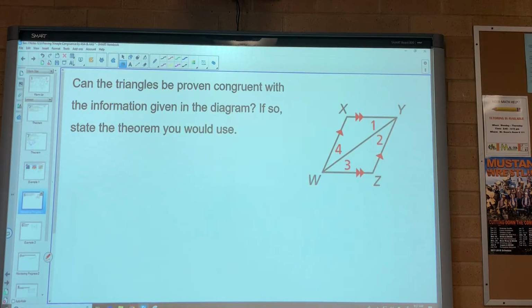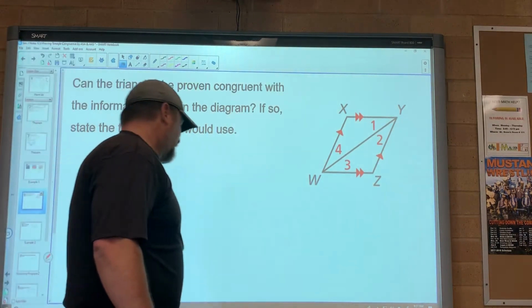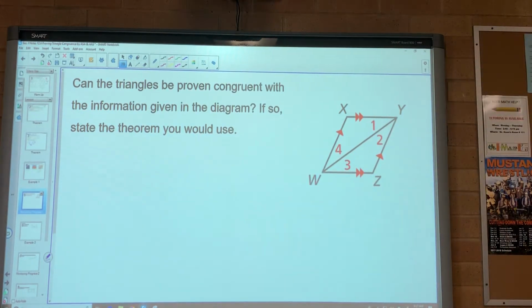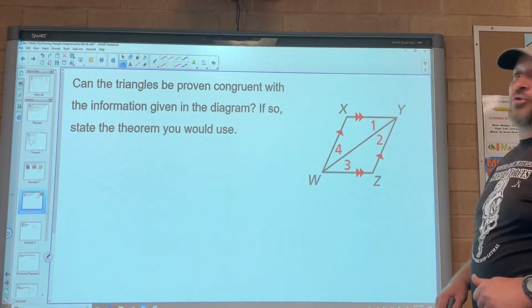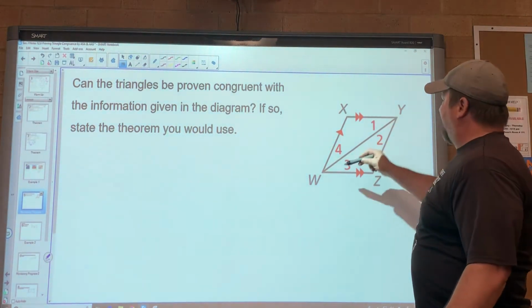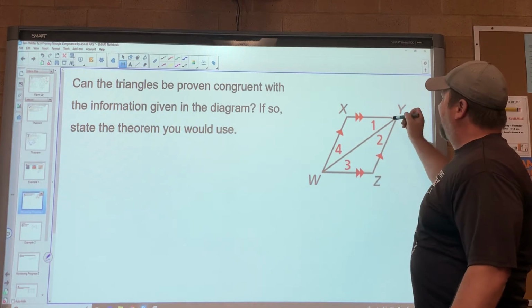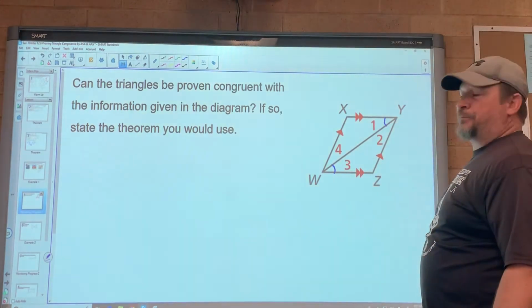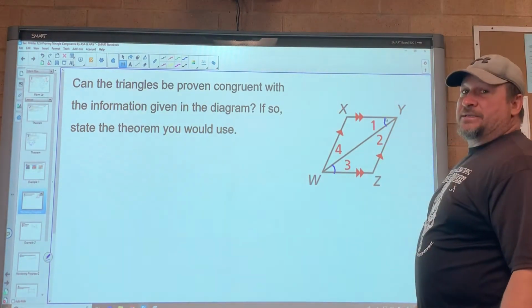All right, let's see what we can prove. Can the triangles be proven with the information given on the diagram? If so, let's see what they can be proven by. Okay, well, all right, let's find out what we've got. Well, we do have parallel lines, and we do have a side that can be pulled apart. Parallel lines mean there are angles that are congruent. So this line is parallel to this one. Here's the transversal. So angle 1 will be matching with angle 3, you guys. Those are alternate interior angles.